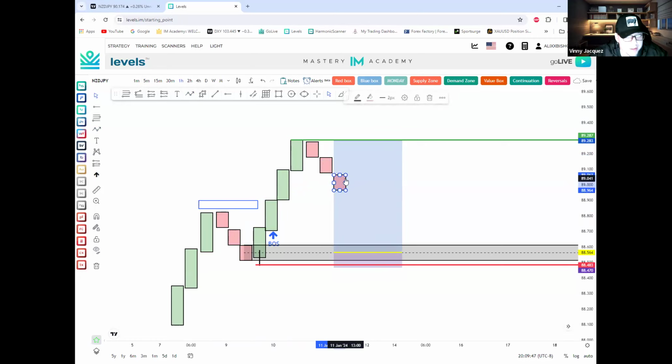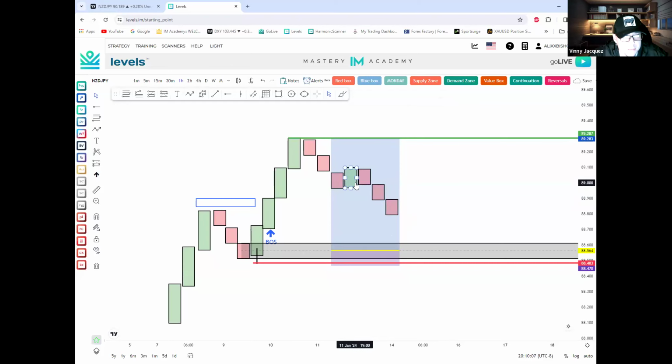So as market's pulling back, you may see a nice little pullback in market structure, right? Lower low, lower high, market continues down. And then the same thing.